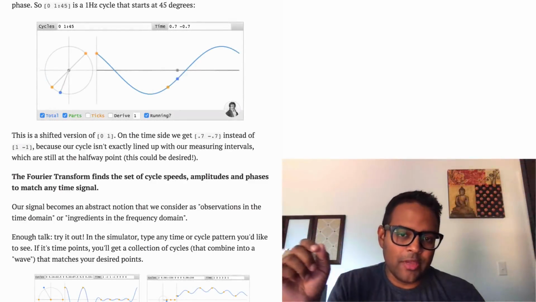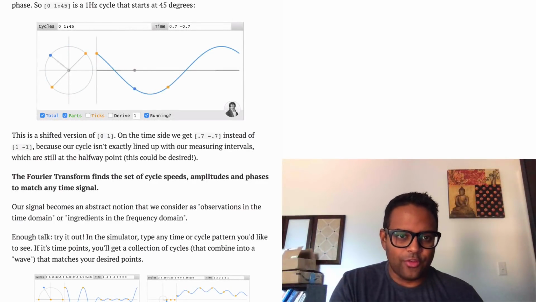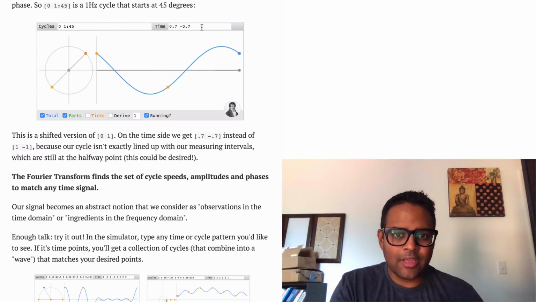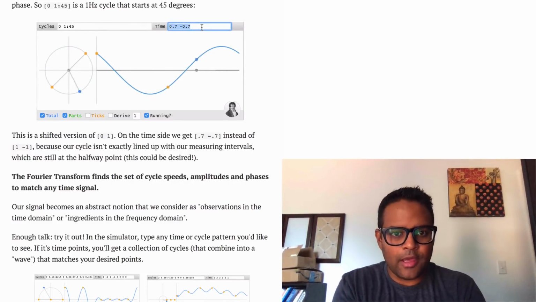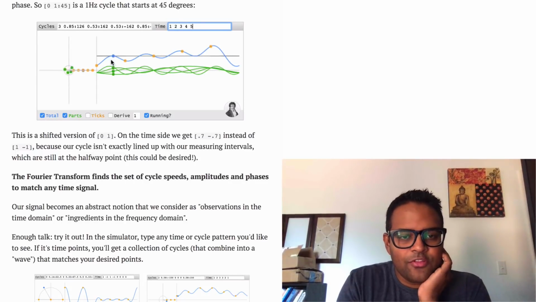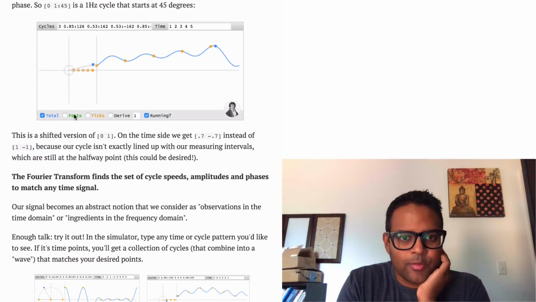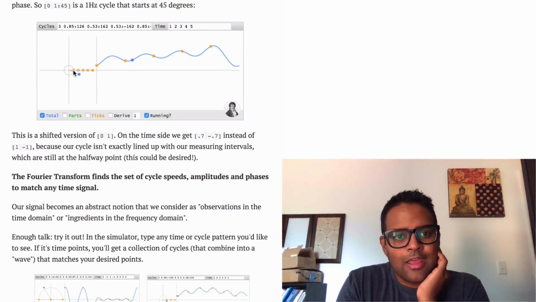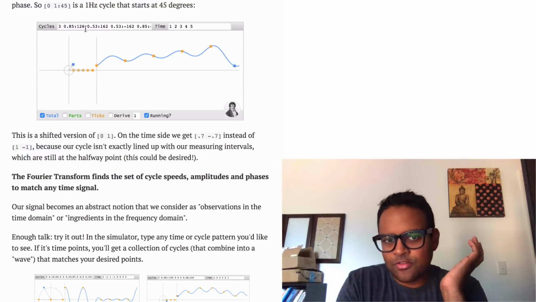The fun thing about this animation is we can actually work backwards. So instead of just putting the cycles in, I can actually type in the pattern I want. If I type in a pattern like 1, 2, 3, 4, 5, and I can actually just take away the parts. So it's 1, 2, 3, 4, 5 and repeating. That's the pattern that I want. And there's actually some crazy combination of cycles that will give us that.